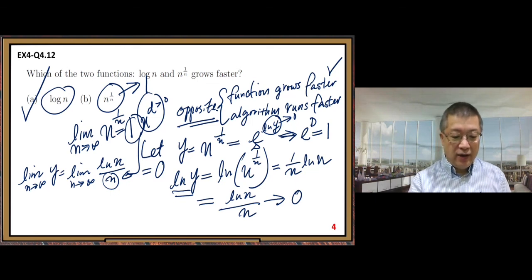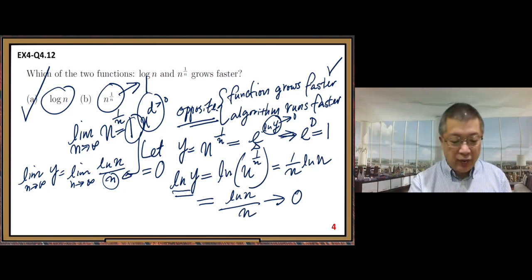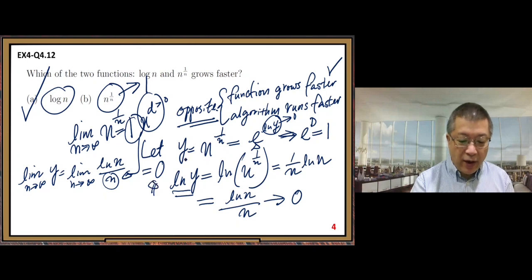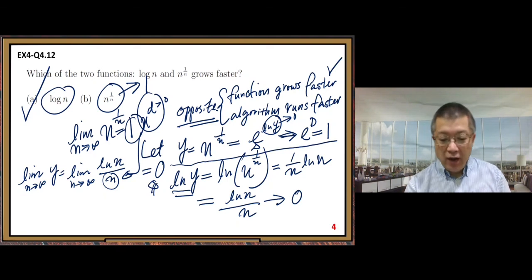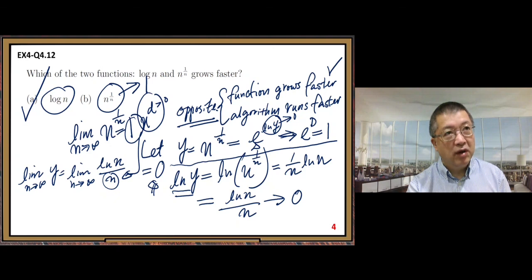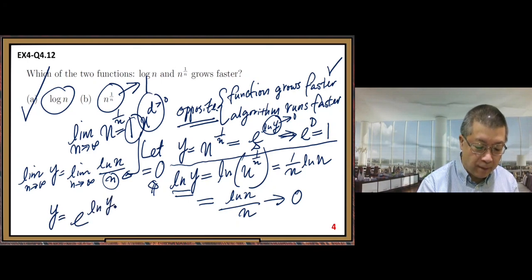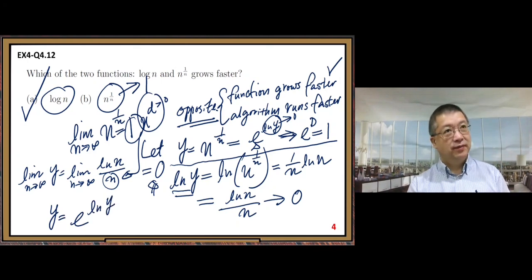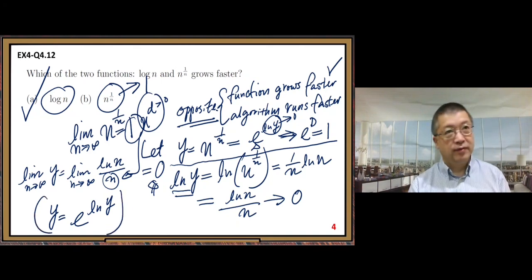Here we just use natural log. We take the limit, and after we get that the limit is 0, we go back to the original function. The key part is we need to write y as e to the log y. Can you see that? You need to be familiar with this expression.